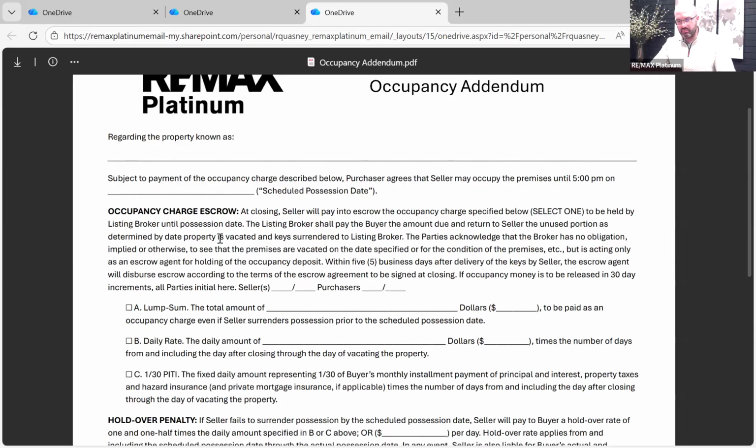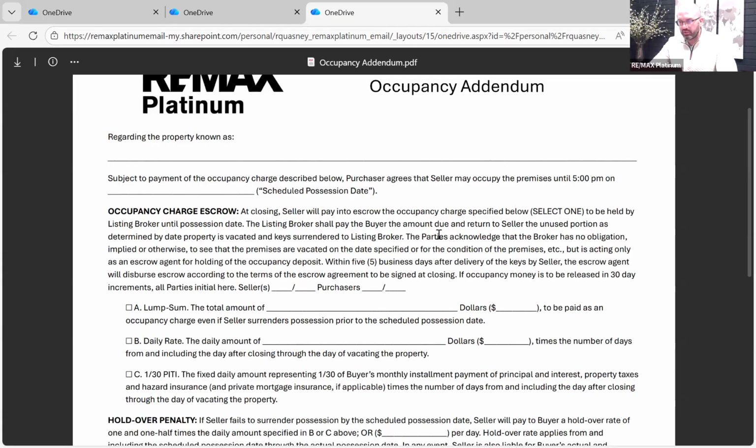So that's an important thing, is that it's when the property is vacated and keys are surrendered that stops the occupancy charge. So it doesn't matter when the buyers pick up the keys. What matters is when the sellers turn them in. And this makes it very clear that the sellers are to turn in those keys to the listing broker.